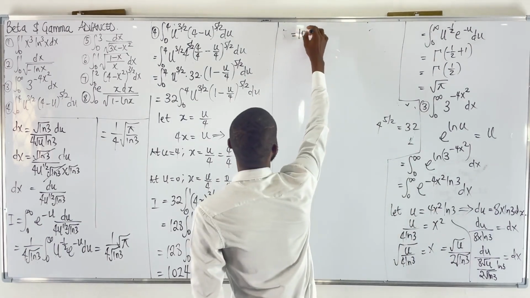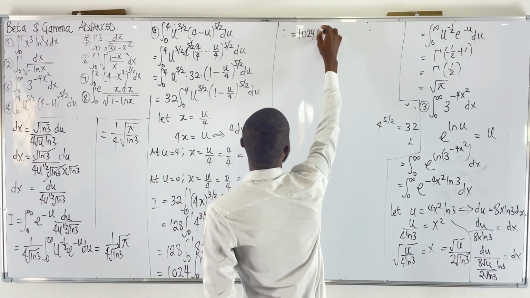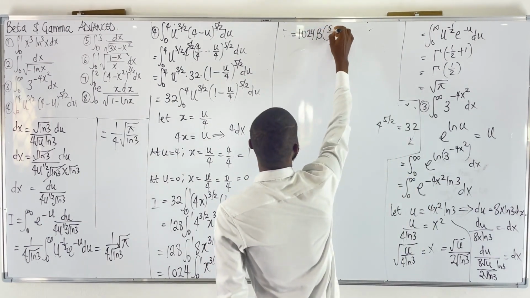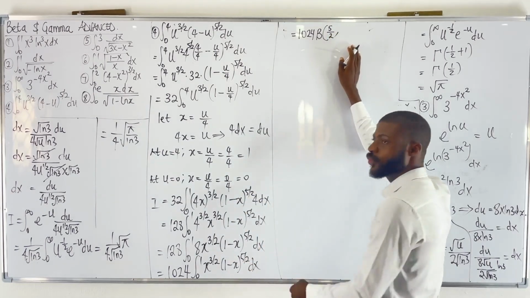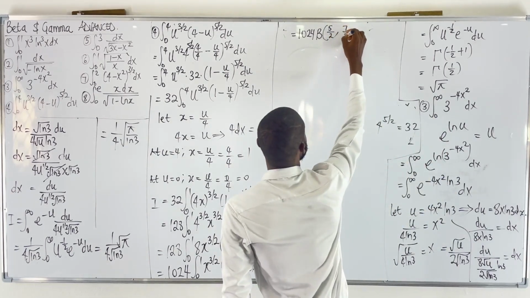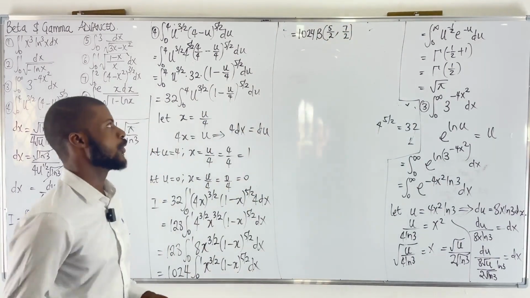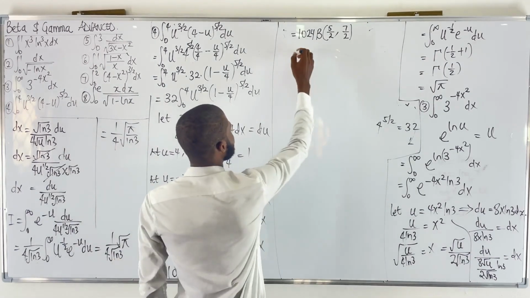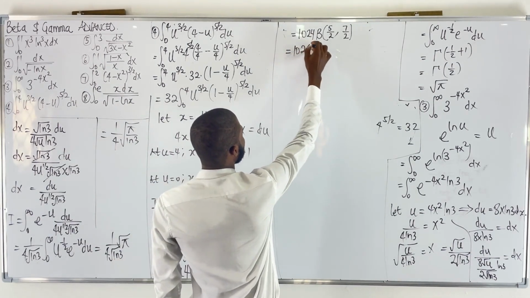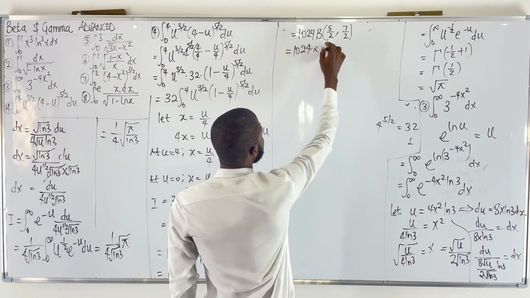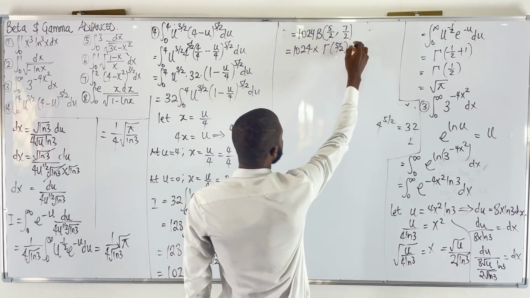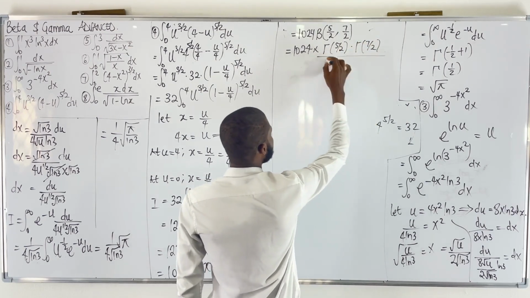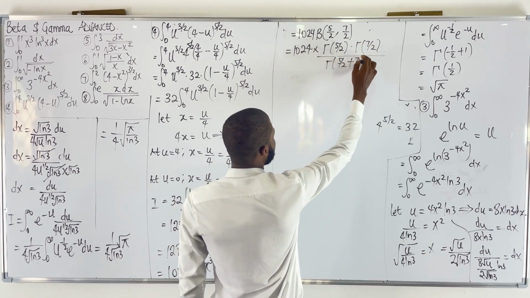So this is 1024 beta of, what is 3 over 2 plus 1? That's 5 over 2. Then what is 5 over 2 plus 1? That's 7 over 2. These are advanced problems, so do not be surprised. So let us now write that in terms of gamma. So that's 1024, and then we're going to have the gamma of 5 over 2 times gamma of 7 over 2 divided by the gamma of 5 over 2 plus 7 over 2.